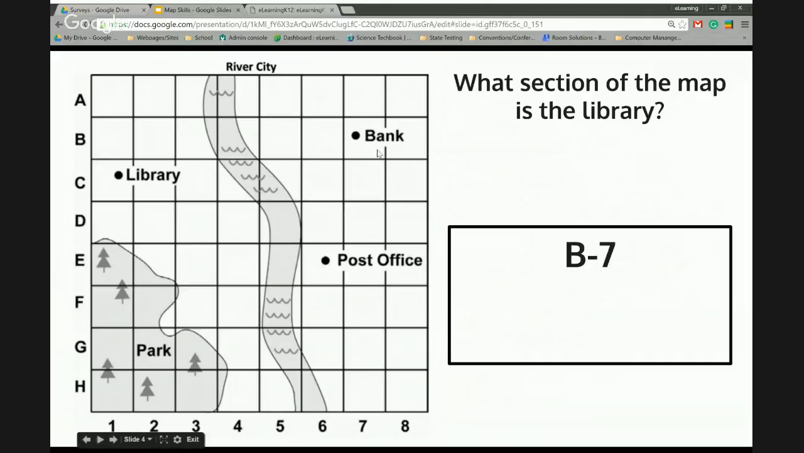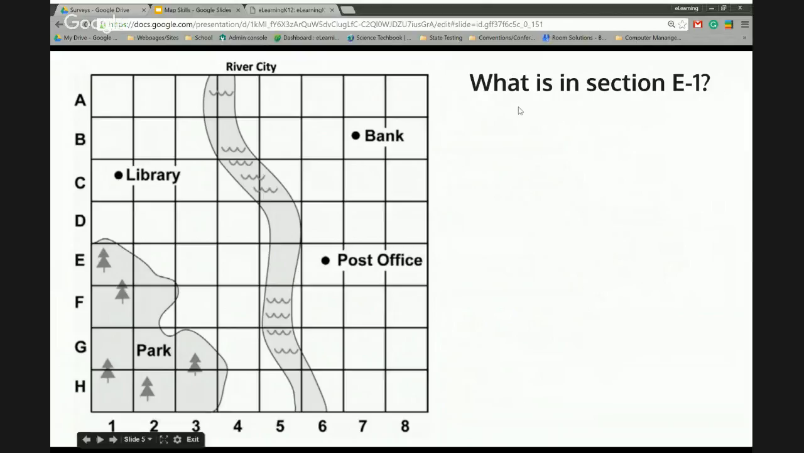So you would have to look at the B and the 7 and come up with the bank. That was another question; it asked where the library was, and I didn't switch it. Now, what is in section E1? So I need to find E, and I need to go to 1. Well, what's in E1? Yes, ma'am? The park. Even though it's not labeled the park, we know that all of this area with the trees in it is what? The park. Good job.